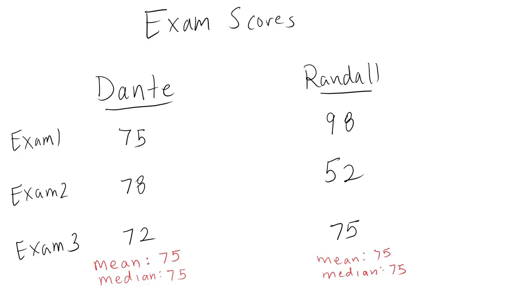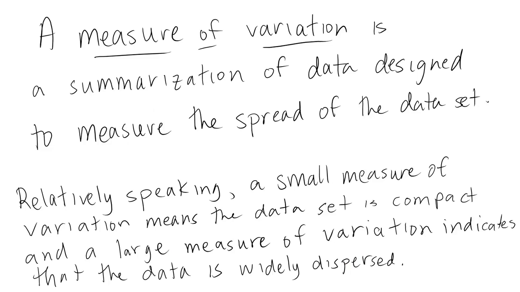We can use another kind of measure to describe this difference, and those are what we call measures of variation. A measure of variation is a summarization of data designed to measure the spread of the data set. We use a measure of variation to quantify how spread out or close together the values are. Relatively speaking, a small measure of variation means that the data set is compact, close together, and a large measure of variation indicates that the data is widely dispersed, spread out.